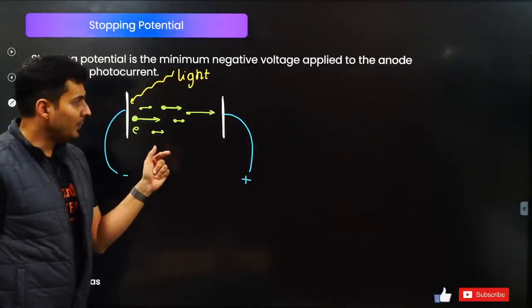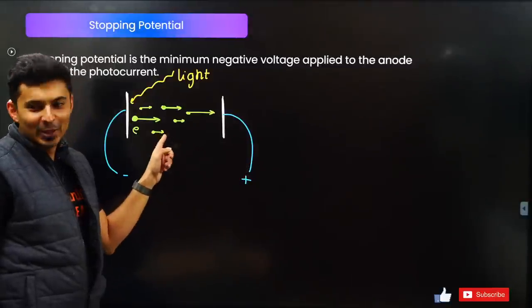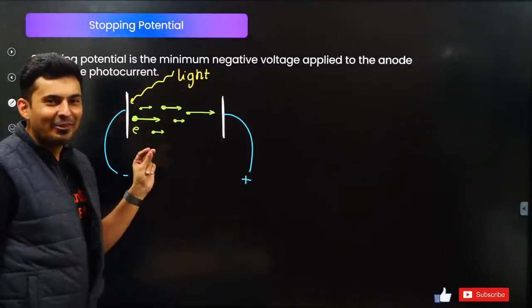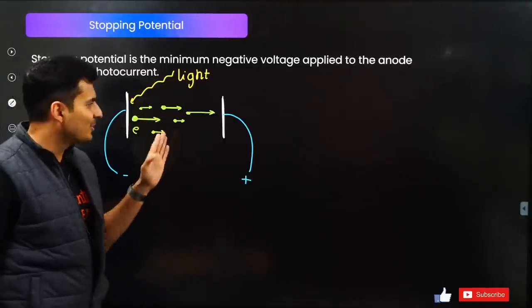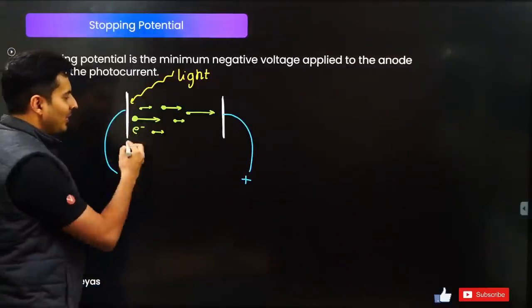Accelerated. Think again. This is positive, this is negative. Deva says decelerated. All right. Well, the correct answer is obviously accelerated, guys. Positive will attract the electron. Electron is a negative charge, no? You guys forgot, yeah? Electron is a negative charge.